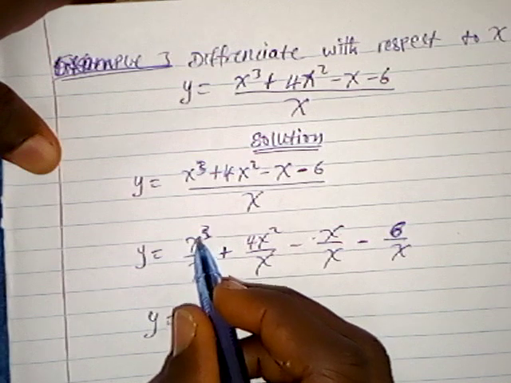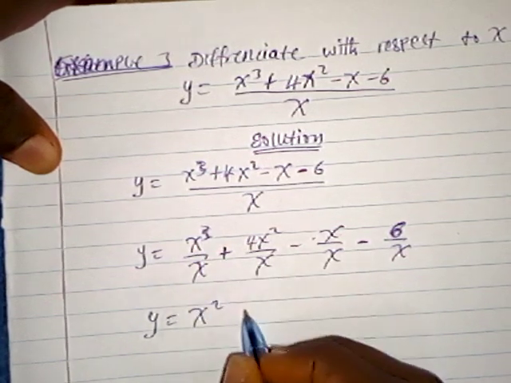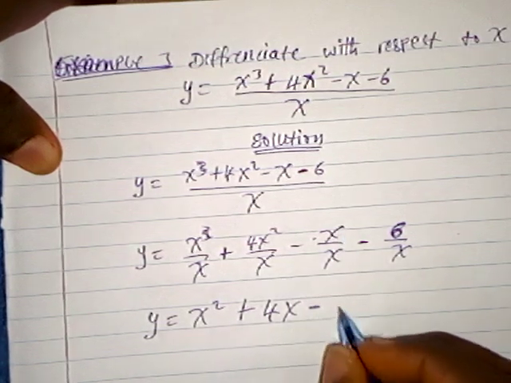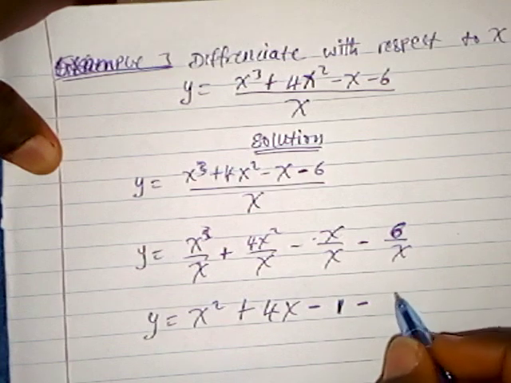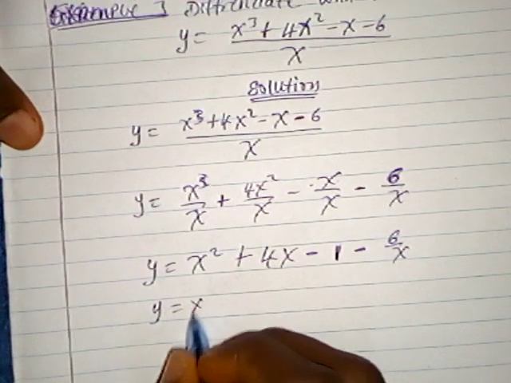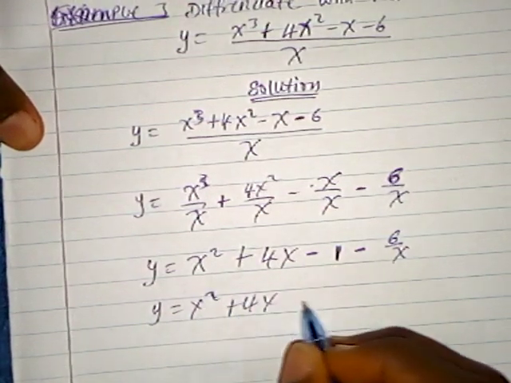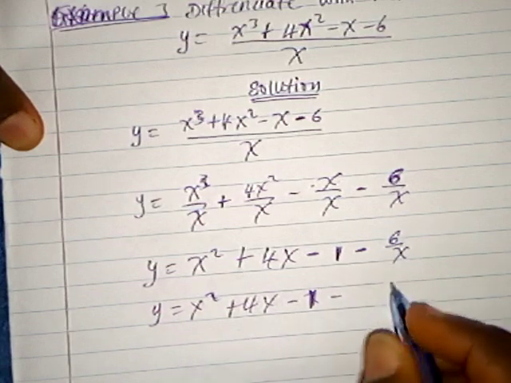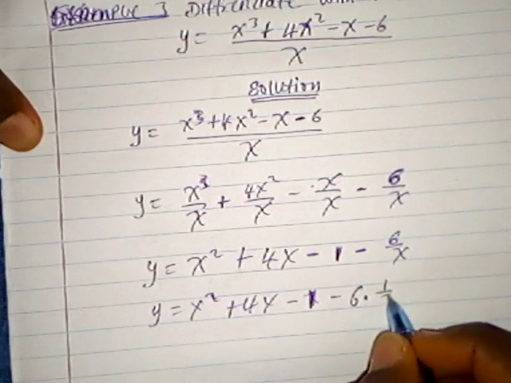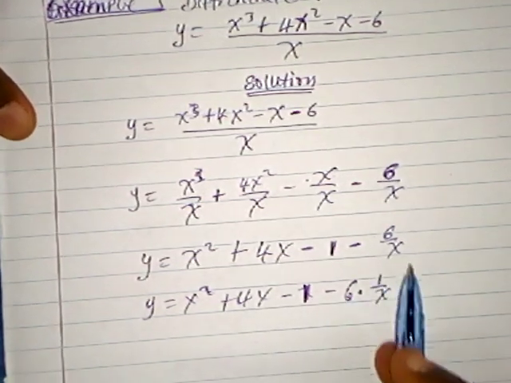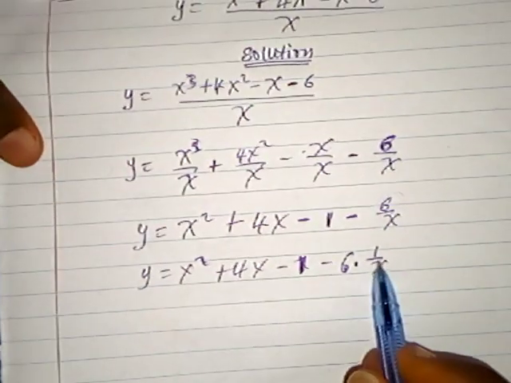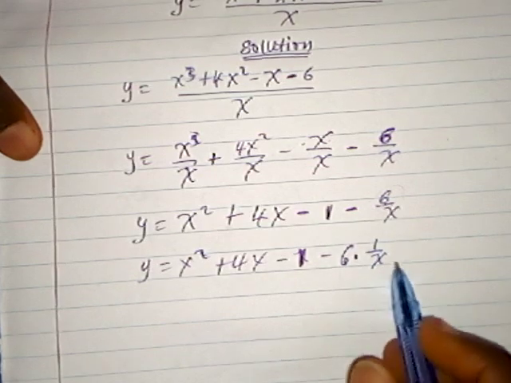y is equal to what? x cube upon x is just x square, plus 4x square upon x is just 4x, minus x upon x is 1, and here we have 6 upon x. So y is equal to x square plus 4x minus 1, minus 6 upon x. We write 6 times 1 upon x, because 6 times 1 is just 6 upon x. That's how to remove this kind of fraction, because you cannot differentiate 6 upon x directly. So we have to remove that fraction.